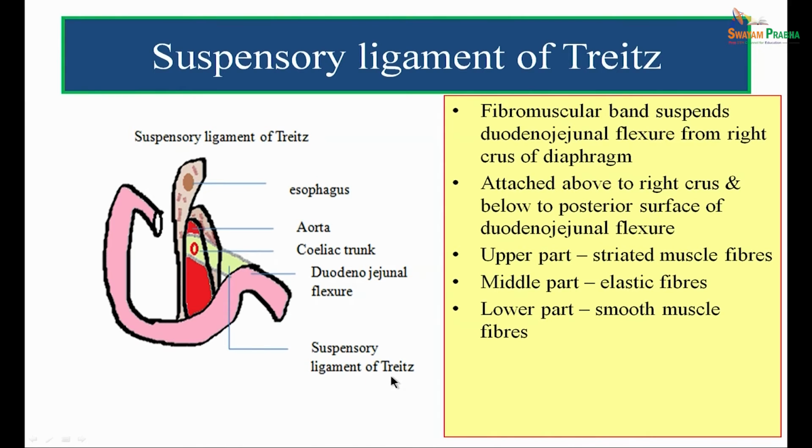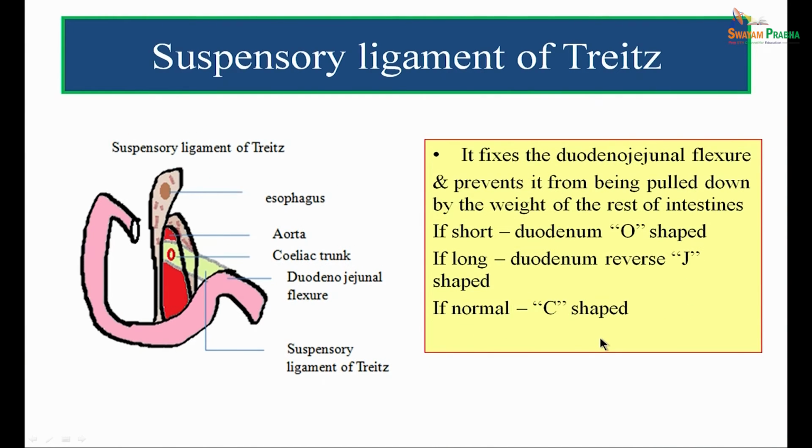Suspensory ligament of Treitz is a fibromuscular band which suspends the duodenojejunal flexure from the right crus of diaphragm. It is attached above to the right crus of diaphragm and below to the posterior surface of the duodenojejunal flexure. It has different types of fibers along its length. The upper part is made up of striated muscle fibers, the middle part is made up of elastic fibers, and the lower part is made up of smooth muscle fibers.